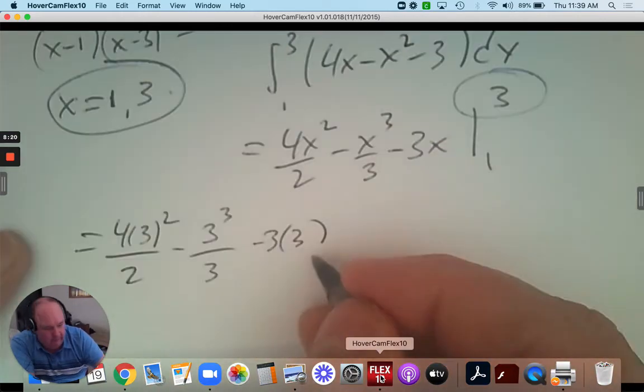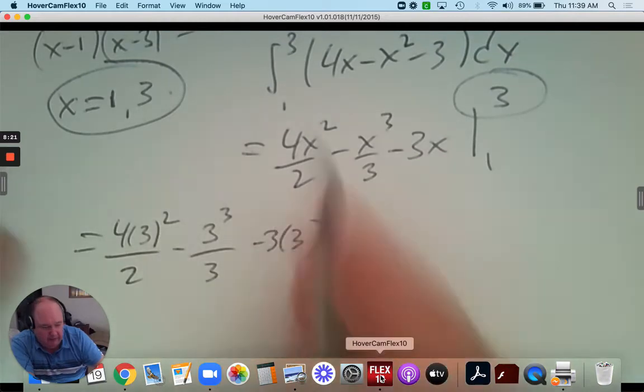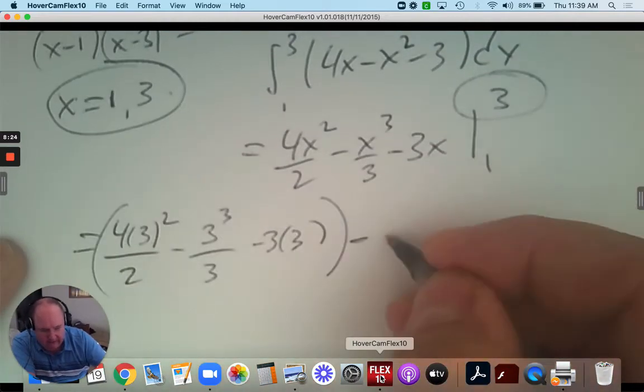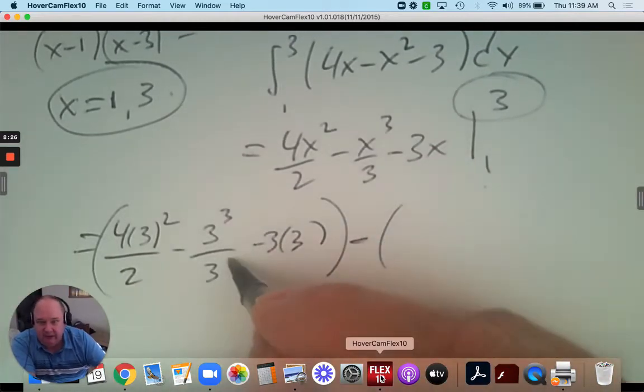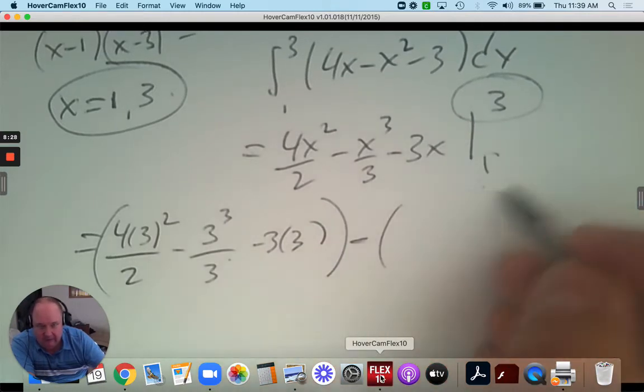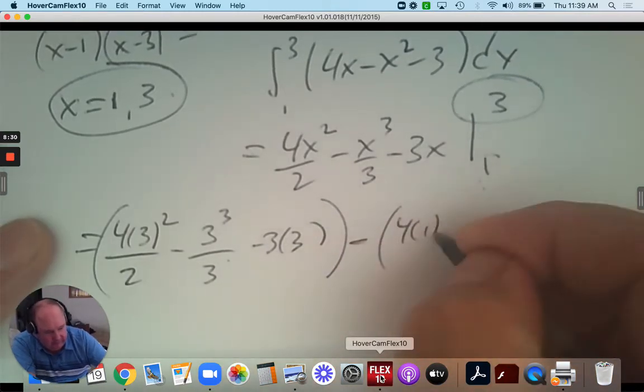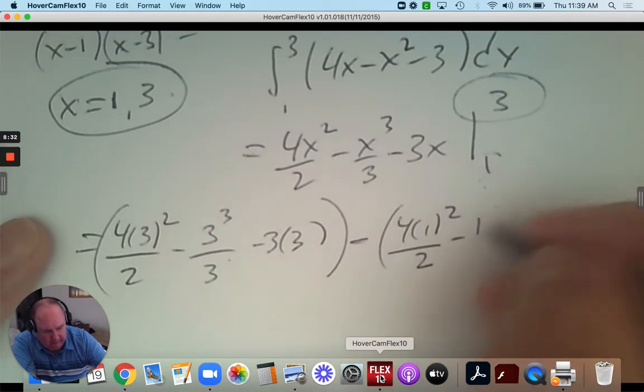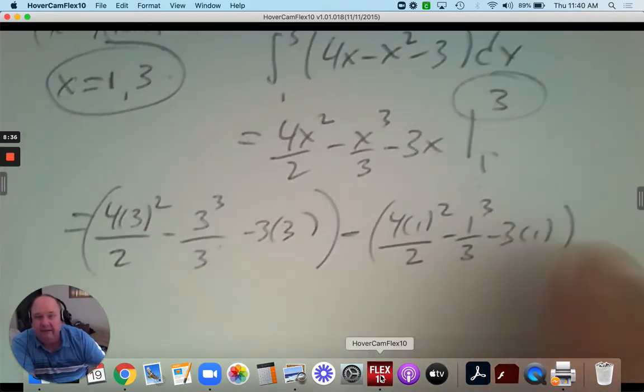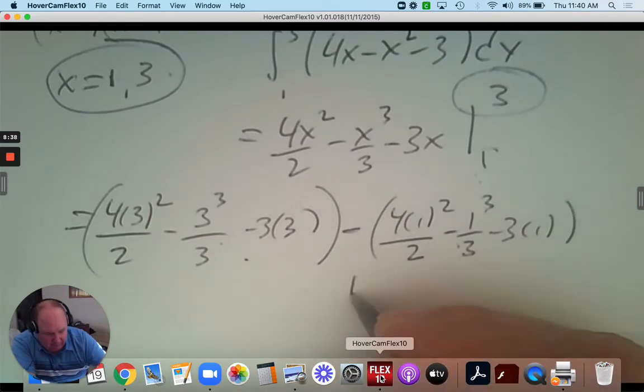So step 1, I plug 3 in, put parentheses around it, subtract. Now what do you plug in? So the upper limit, subtract the lower limit. And try not to simplify it. Allow it to be just like that. The upper limit, subtract, and that's a perfect answer.